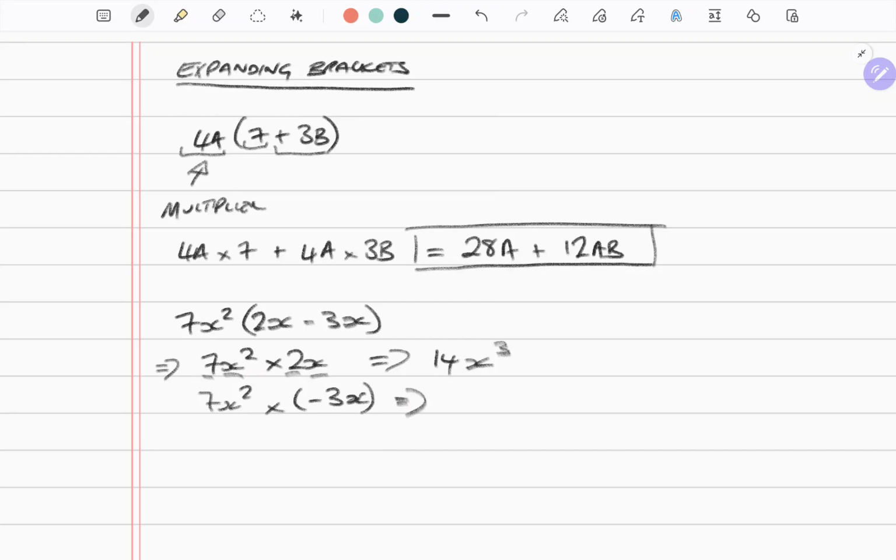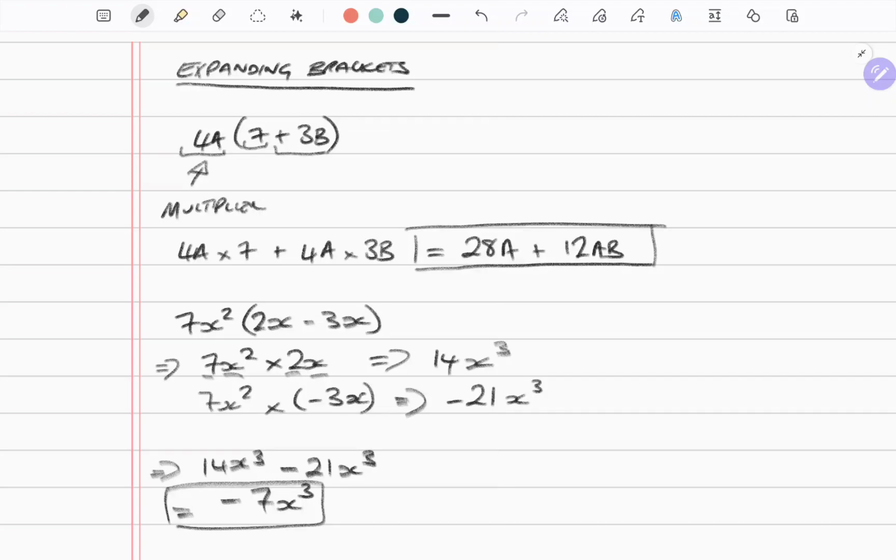We've got the 7x squared multiplied by the minus 3x. So do the coefficients first. So it's minus 21, and then we have the x cubed again. So this brings us out to 14x cubed minus 21x cubed, and then that is equal to minus 7x cubed.